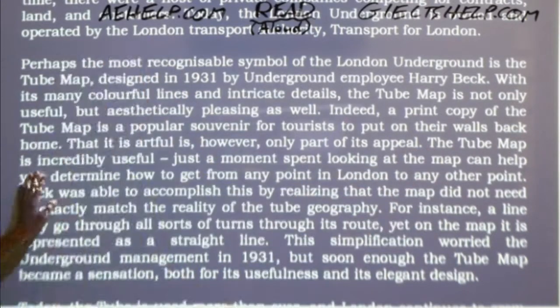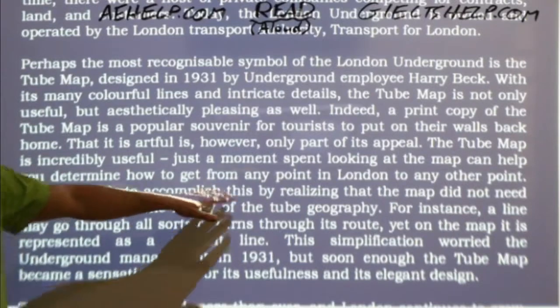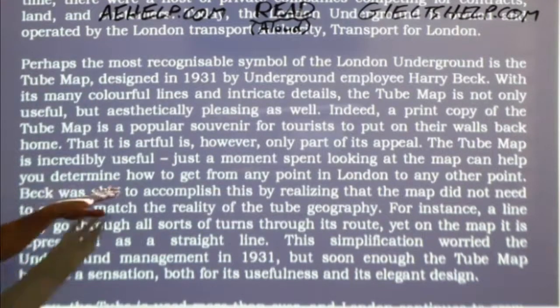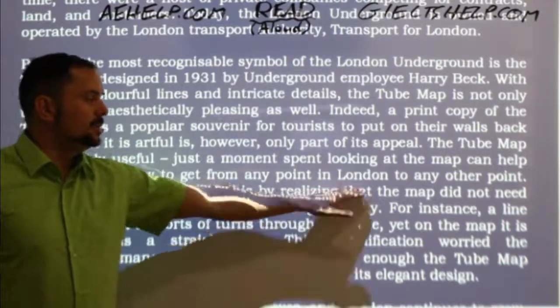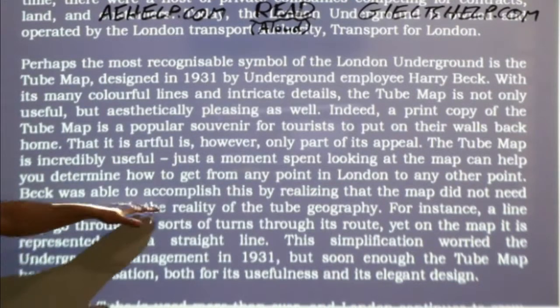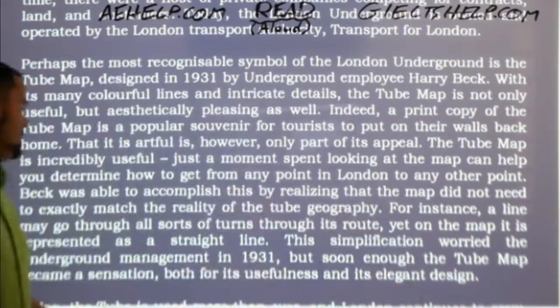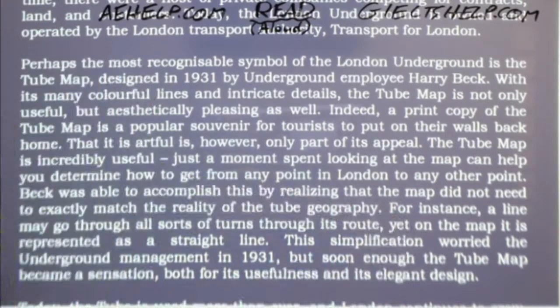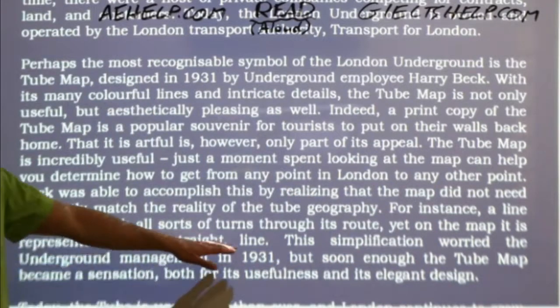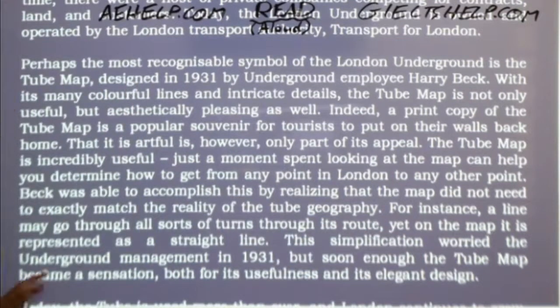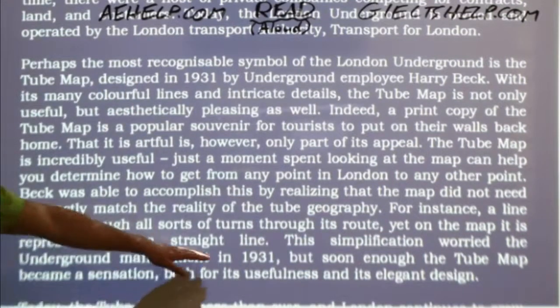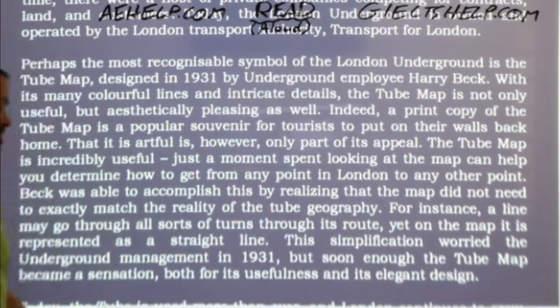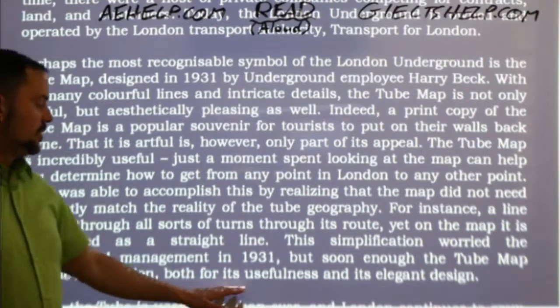The tube map is incredibly useful. Just a moment spent looking at the map can help you determine how to get from any point in London to any other point. Beck was able to accomplish this by realizing that the map did not need to exactly match the reality of the tube geography. For instance, a line may go through all sorts of turns through its route, yet on the map, it is represented as a straight line. This simplification worried underground management in 1931, but soon enough, the tube map became a sensation, both for its usefulness and its elegant design.